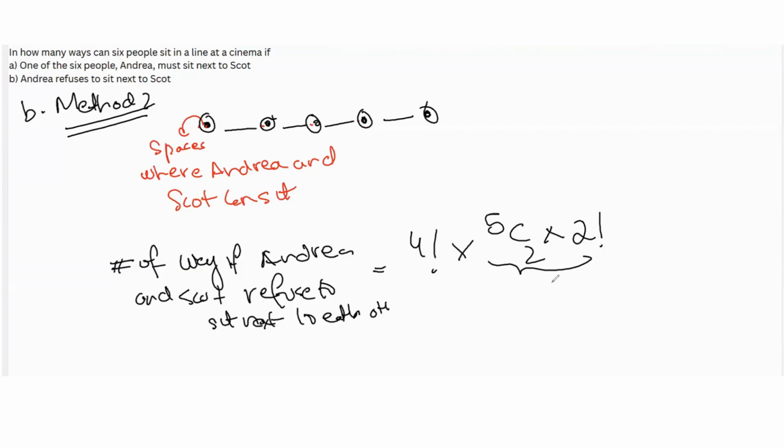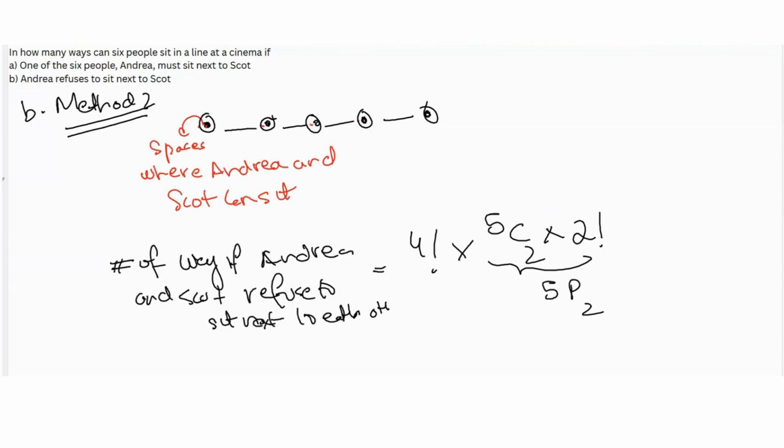So this is essentially 5P2, right? This is essentially that you choose any two slots out of the five slots for Andrea and Scott and then rearrange them in 2 factorial ways. Because 5P2 means that out of five, you choose any two and then you arrange those two in 2 factorial ways, right? Yeah, so this is how you can do it.